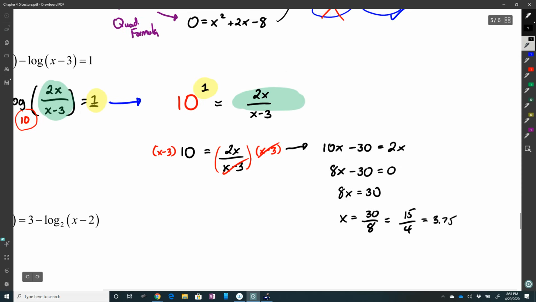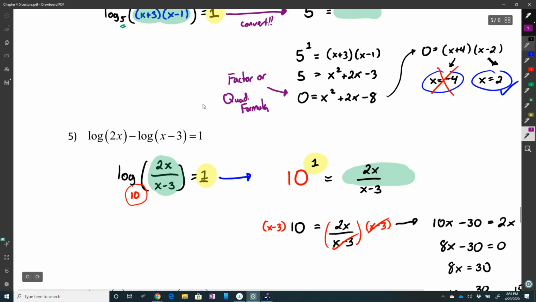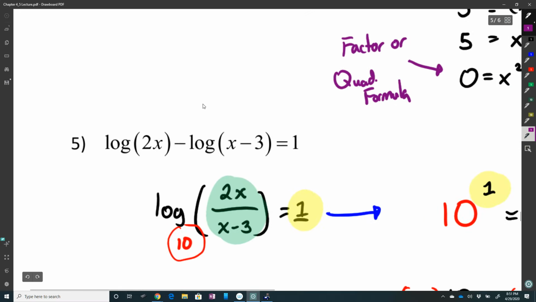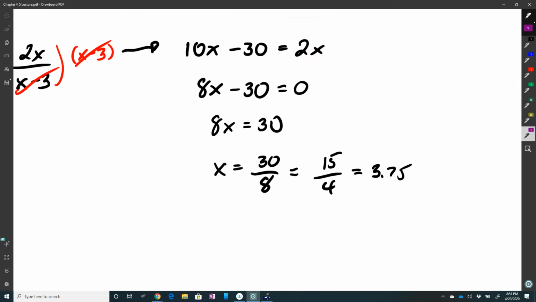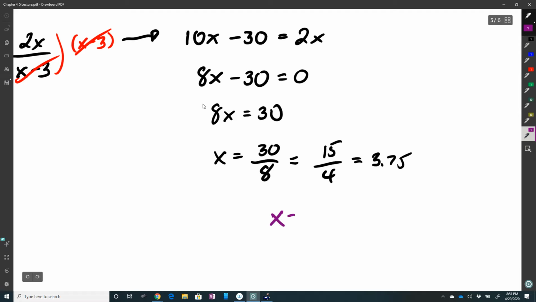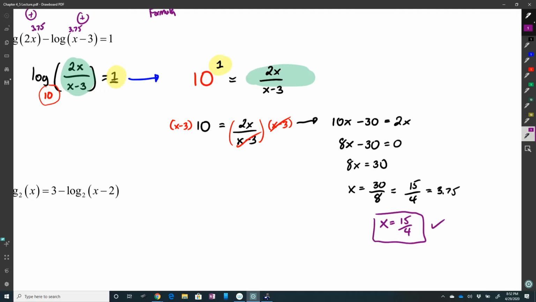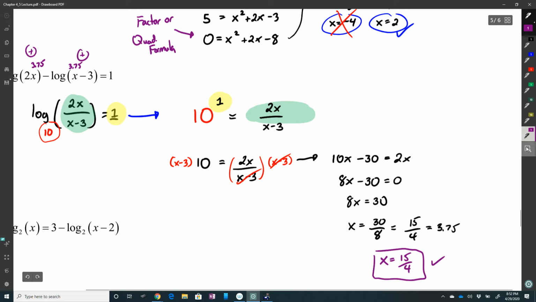So if my answer is 3.75, if I plug that in, 2 times 3.75 is positive. 3.75 minus 3 is positive. So it all checks out. I keep it. So my solution, you can write it as 3.75, but I like the fraction form. Keep that as my solution. Fun times, right? Oh, man.